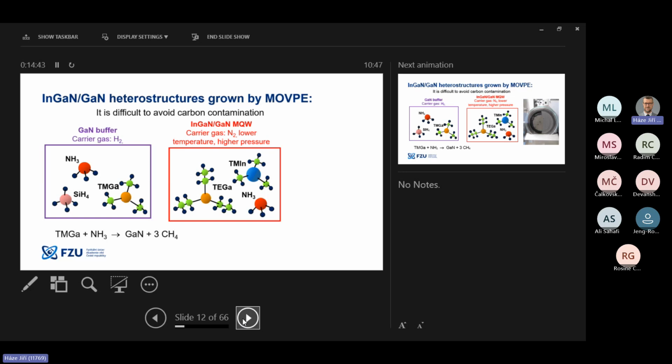What we are using is trimethyl and triethyl gallium. Triethyl gallium in nitrogen atmosphere is usually used if we want to grow indium gallium nitride samples with trimethyl indium. For pure GaN, trimethyl gallium is used, usually in hydrogen atmosphere.